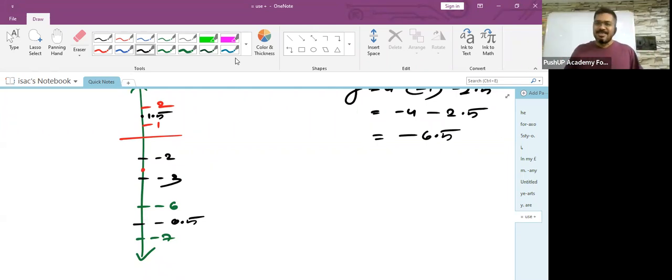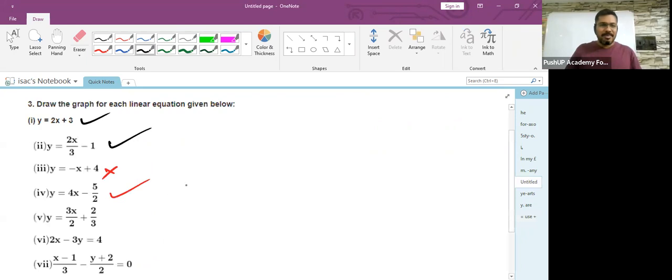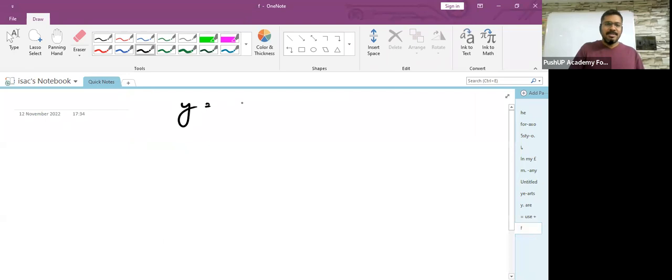All right. So we'll do the next equation. The next one is, very nice, children. Y is equal to 3x by 2 plus 2 by 3. Y is equal to 3x by 2 plus 2 by 3.